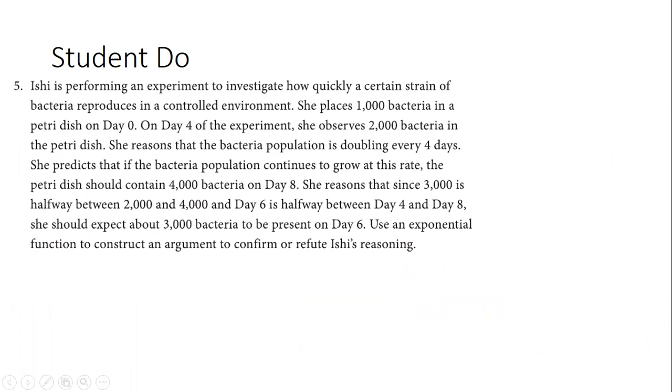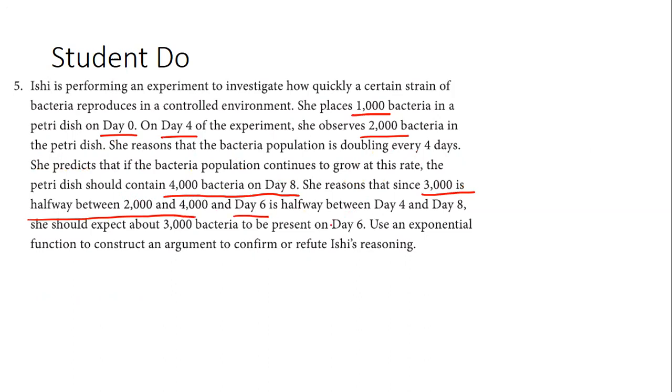All right. Welcome back. Let's see how you did. So it says, Ish is performing an experiment to investigate how quickly a certain strand of bacteria reproduces in a controlled environment. She places 1,000 bacteria in a petri dish on day 1. On day 4 of the experiment, she observes 2,000 bacteria in the petri dish. She reasons that the bacteria population is doubling every 4 days. She predicts that if the bacteria population continues to grow at this rate, the petri dish should contain 4,000 bacteria on day 8, and 3,000 is halfway between 2,000 and 4,000.